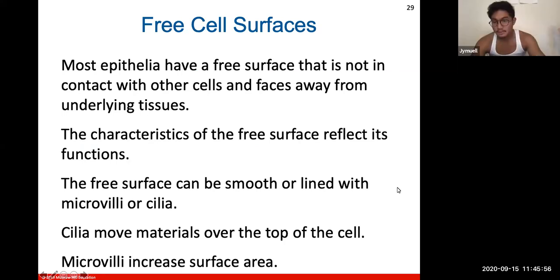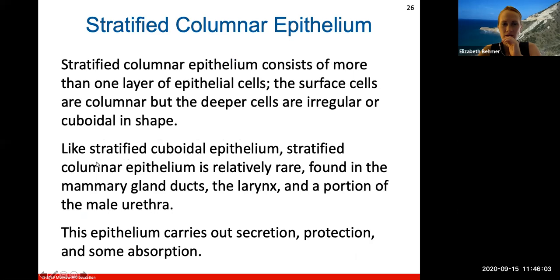Can you explain the stratified columnar again, please? Yes. So stratified, columnar. Stratified means multiple layers. Columnar are column-shaped cells. So more than one layer of column-shaped cells. The surface cells will be column-shaped, but again, the epithelium is always named for what its surface cells look like, even though the deeper cells might be more irregular or cuboidal in shape.